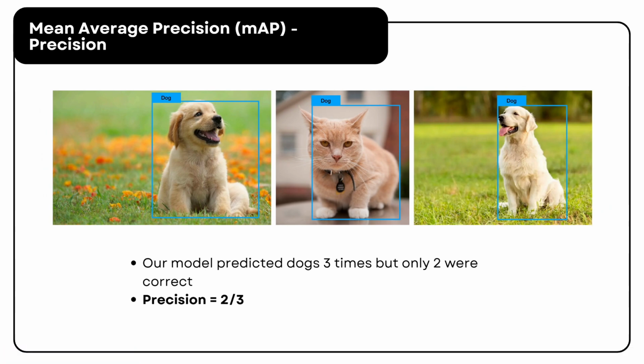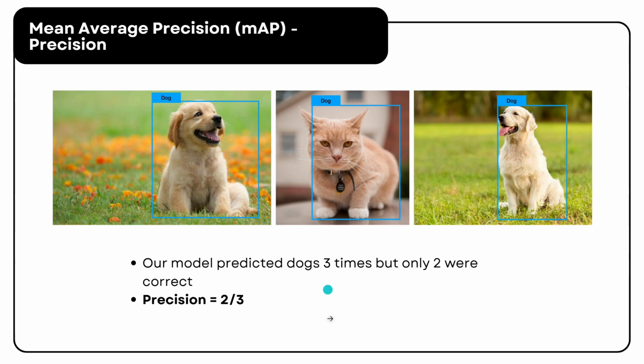To fully understand how mean average precision, or MAP, works, let's break down one of its components, which is the precision. On this slide, our object detection model predicted three objects as a dog. The first and the third images are dogs, and the predictions are correct, so these are true positives. But in the middle, the model labeled a cat as a dog. So that's a false positive, since it incorrectly predicted the object's class.